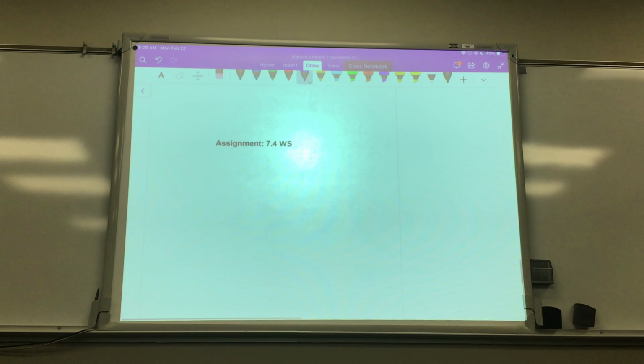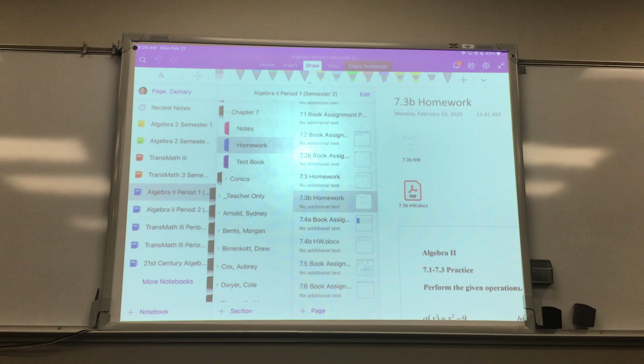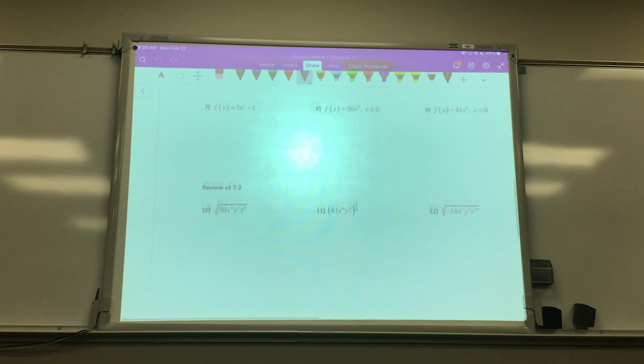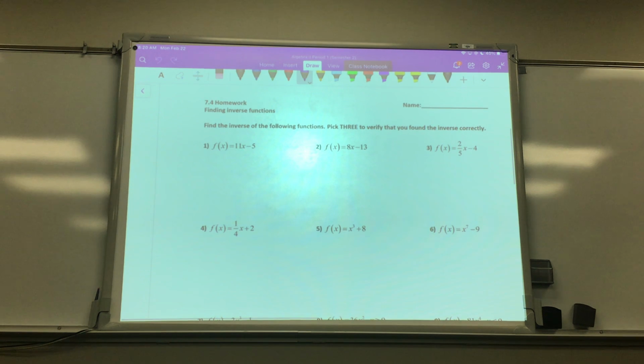Alright. So, homework for this lesson. Ignore the 7.4a book assignment, just do the 7.4b homework. Just the worksheet. Now one thing. Once you find the inverses of those, pick 3 of them to verify. Find the inverse and then compose them both ways to make sure that they actually are inverses. You need to know how to do that, so make sure to practice it.